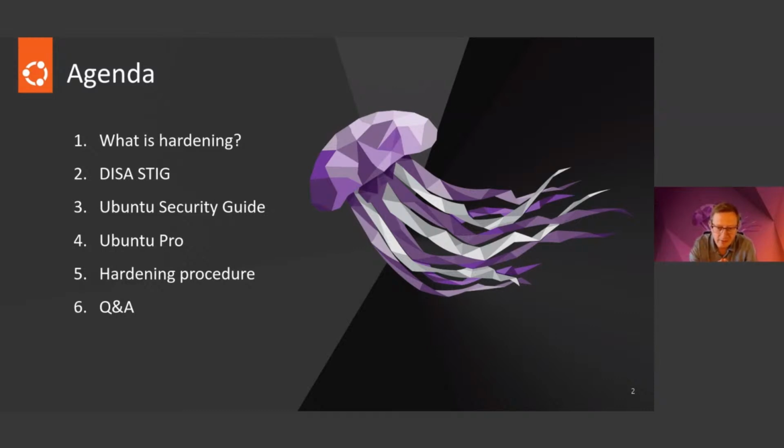Ubuntu Security Guide is part of Ubuntu Pro, so I'll mention what Ubuntu Pro is and also show some of the extra features and capabilities that are included in Pro, such as the extended security vulnerability patching and the FIPS 140 crypto modules. And then I'll talk a little bit more about the Ubuntu Security Guide tool and how to use it.